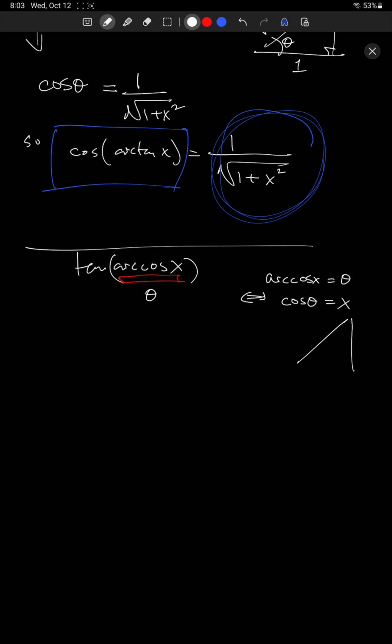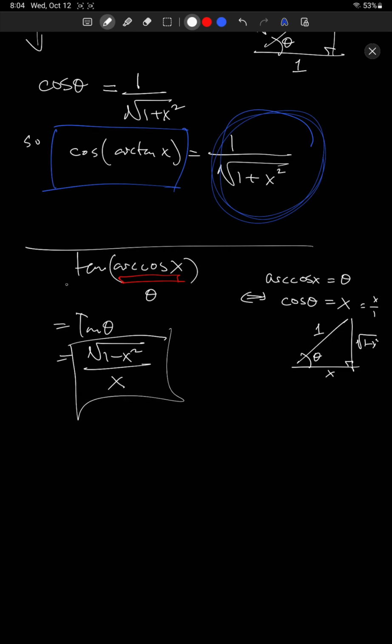And then I can draw a triangle representing that fact. Theta here, right triangle, adjacent is x, hypotenuse is 1, so I'm thinking of x as x over 1. That means this opposite side has to be square root of 1 minus x squared. And so tangent of arc cosine of x is equal to tangent of theta, and from my picture, tangent of theta is opposite over adjacent. So I have a very nice formula for something that looks potentially kind of ugly.